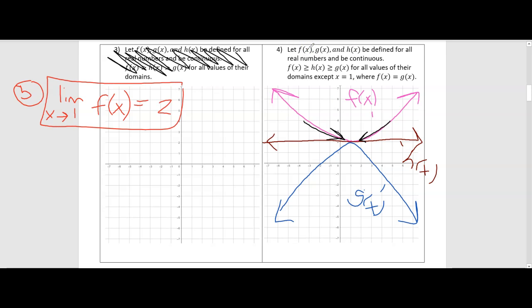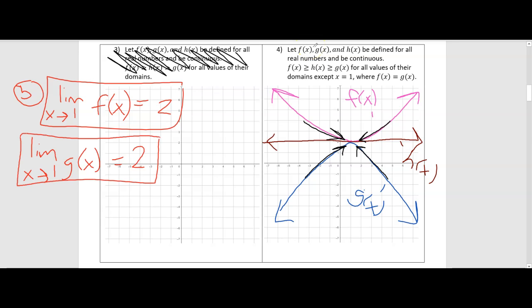Now they ask us for the limit as x approaches 1 for g of x, which is our blue function. And we come over to the graph, and we don't have to trace it, but we could. We can see that g of x is also approaching 2 as x approaches 1, g of x is approaching 2.